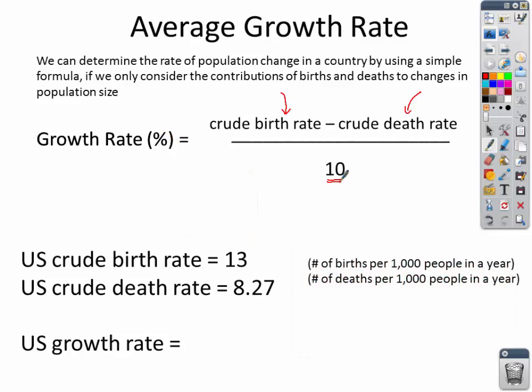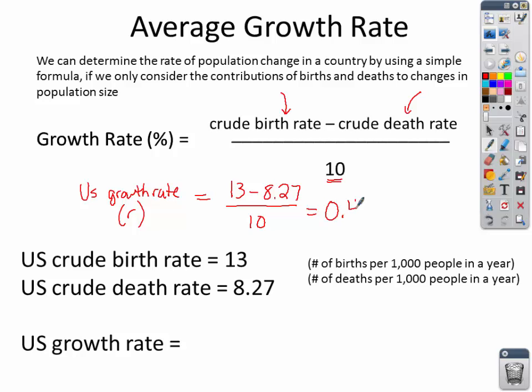So let's take a look at the United States growth rate. We're going to call the growth rate R, which is in a percentage. So we're going to take the crude birth rate, 13, and subtract the death rate and put that into a percentage. You can calculate that through, pause the video, and see what you get and see if it matches my numbers. All right, calculate that through.